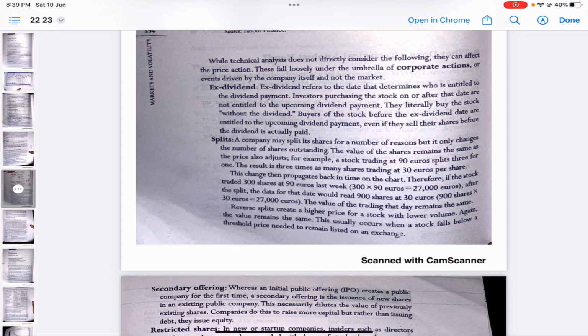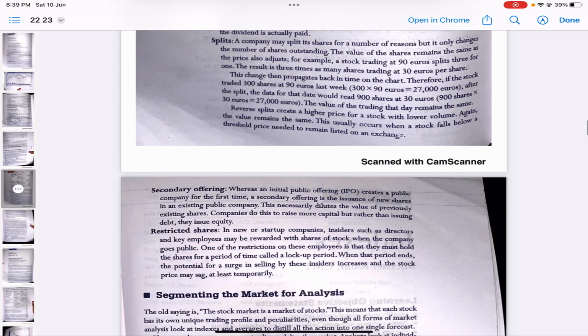The first thing is ex-dividend. Ex-dividend refers to the date that determines who is entitled to the dividend payment. Investors purchasing the stock on or after that date are not entitled to the upcoming dividend payment. So it's always dependent on the date when the investor has purchased the stock. That will only show whether the person is eligible to receive the dividend or not. They literally buy the stock without the dividend. Buyers of the stock before the ex-dividend date are entitled to the upcoming dividend payment even if they sell the shares before the dividend is actually paid.